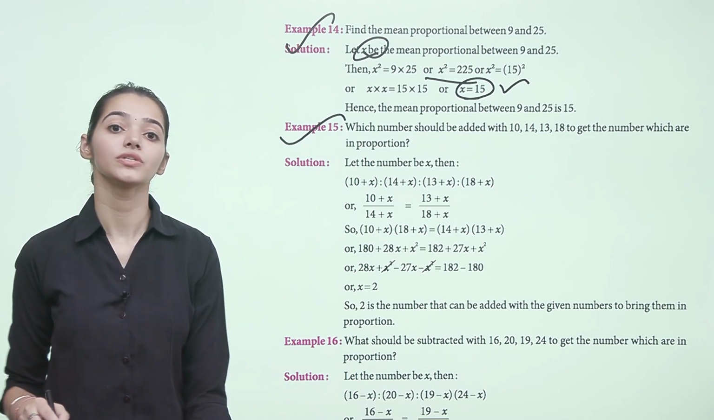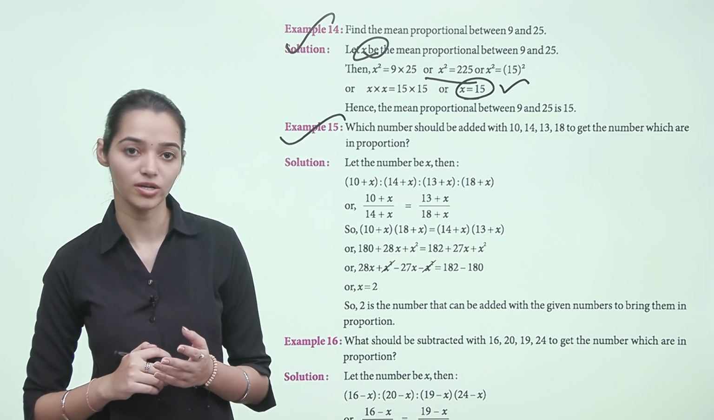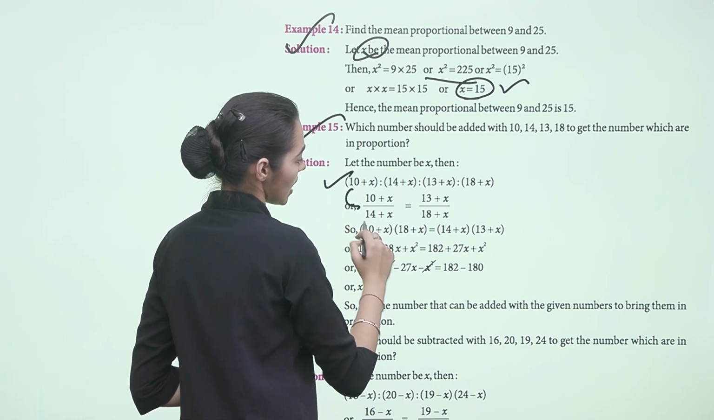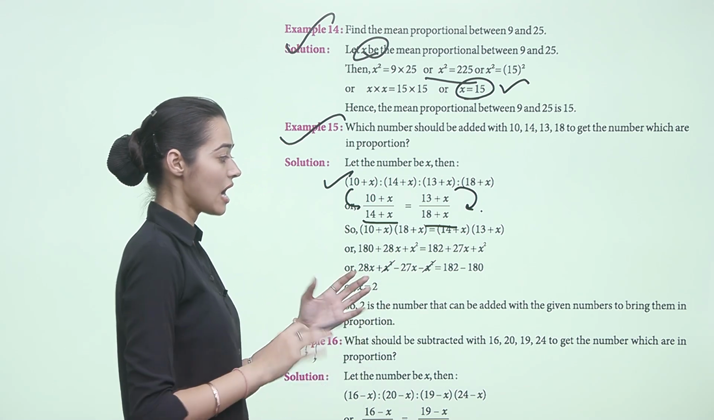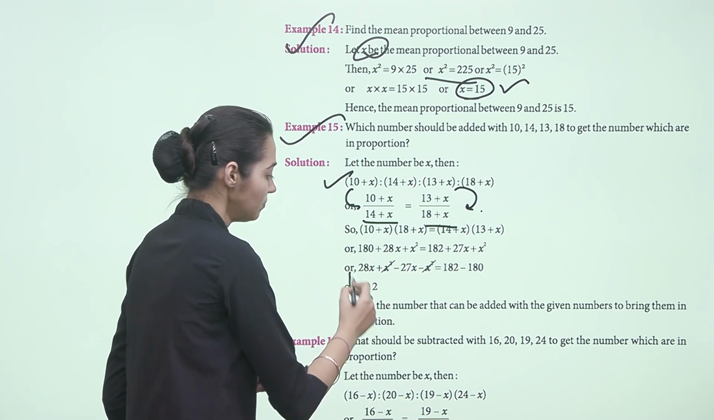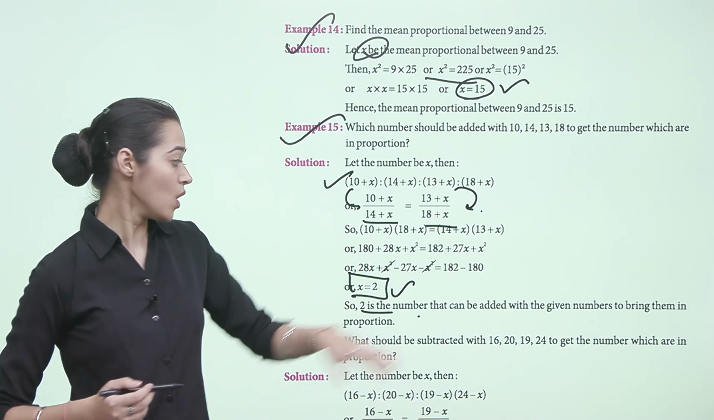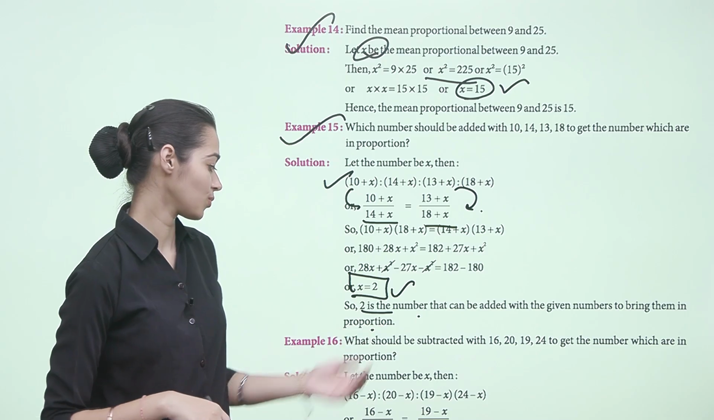Now in example number 15, which number should be added to 10, 14, 13 and 18 to get numbers which are in proportion? So let the number be x, then 10 plus x upon 14 plus x is equal to 13 plus x upon 18 plus x. After cross multiplying and solving these terms, we get x is equal to 2. So 2 is the number which is added to the given numbers to bring them in proportion.